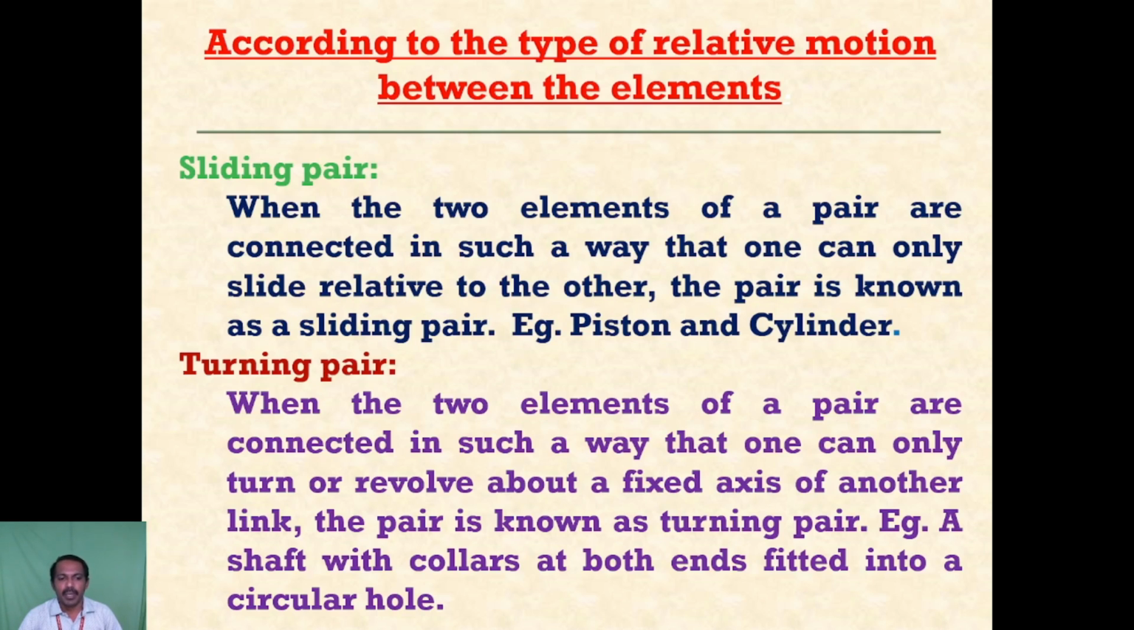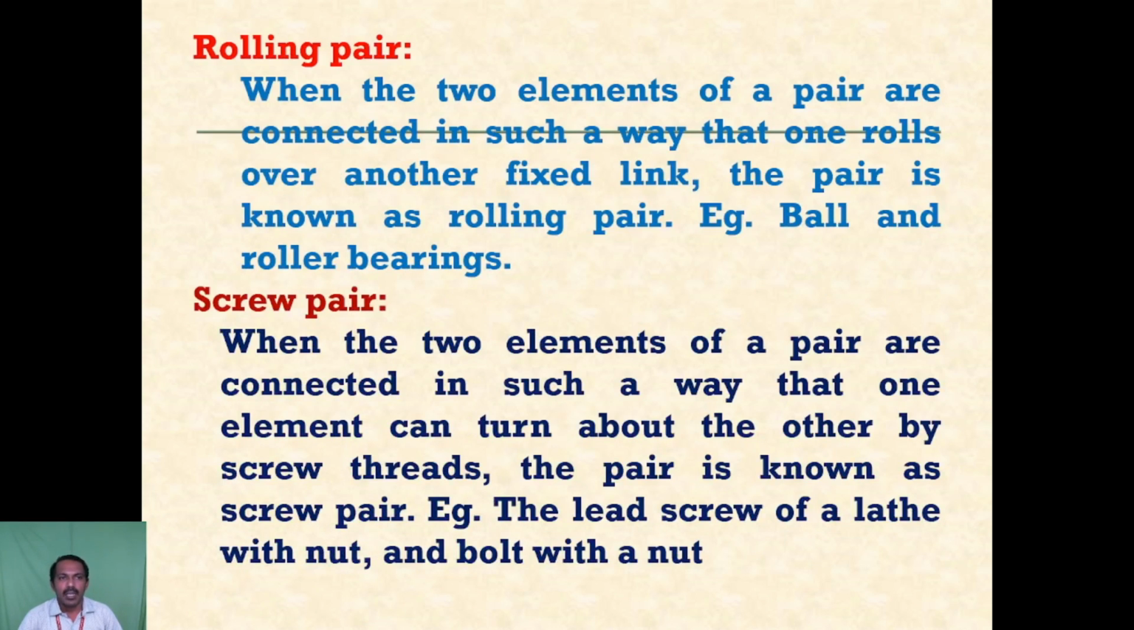Next is the turning pair. When the two elements of a pair are connected in such a way that one can only turn about the fixed axis of another link, it is called a turning pair. Another is the rolling pair. When the two elements of a pair are connected in such a way that one can roll over another fixed link, it is called a rolling pair. An example is a roller bearing.